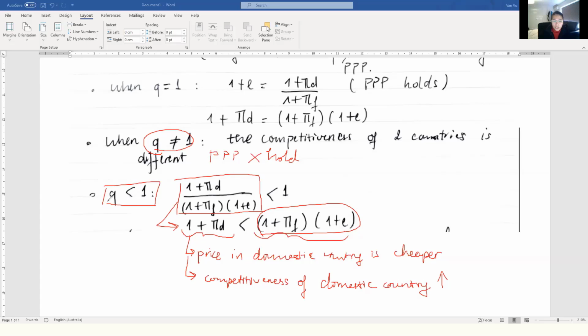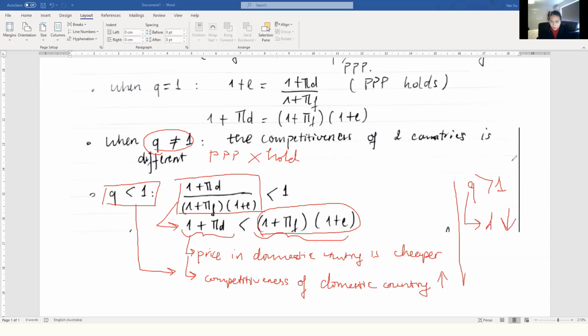So we have just discussed the case when Q is less than 1. In this case, as Q is less than 1, you'll find that prices in the domestic country, or country D, are cheaper, and therefore their competitive position will increase, okay? We can do the same analysis for the case when Q is greater than 1. In this case, you will find that the prices in the domestic country are more expensive, and as a result, their competitive position would decrease, okay?